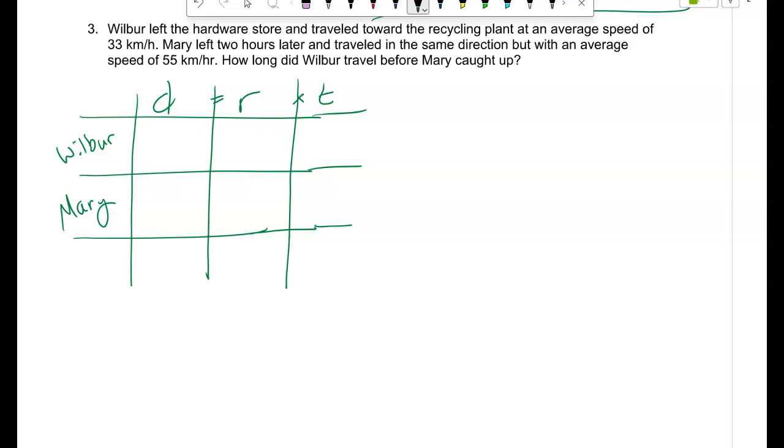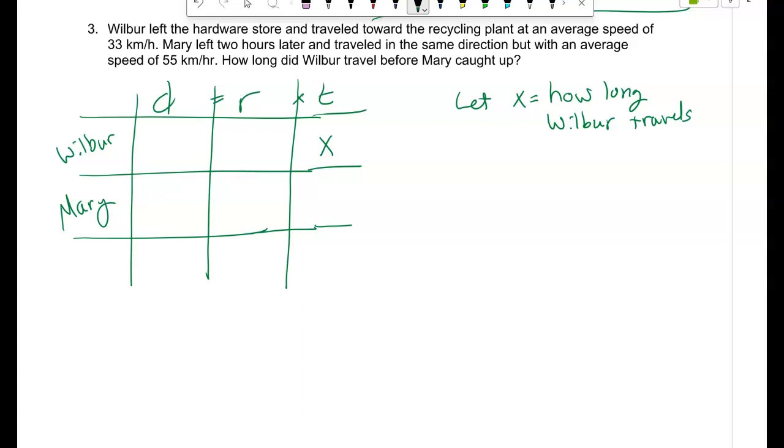Now let's start putting in the stuff we're looking for. Look at the question. How long did Wilbur travel before Mary caught up? What are we going to let our variable be? Time. How long Wilbur travels. Let's just say travels, and we're going to keep it simple that way. So we know that is time. But now let's see if we can start filling in the stuff that we know.